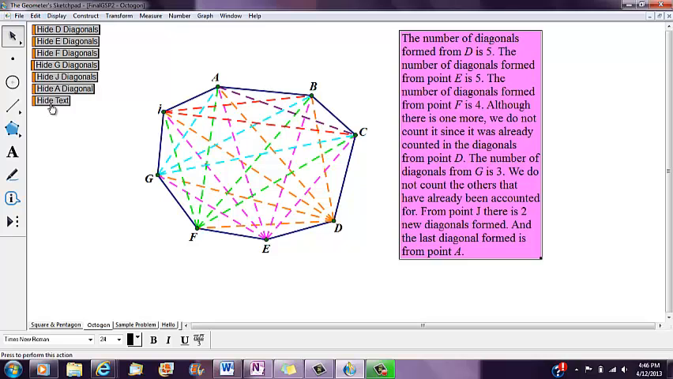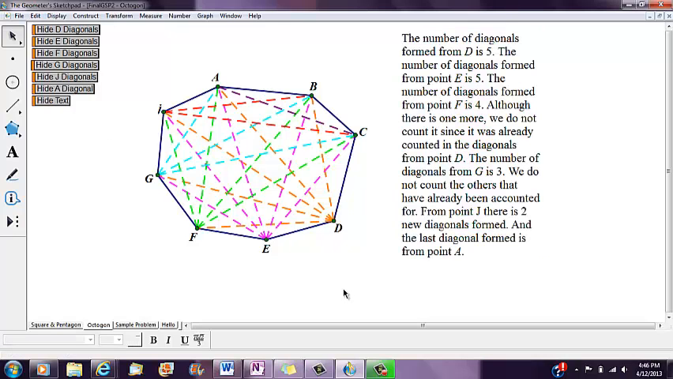The number of diagonals formed from D is 5. The number of diagonals formed from point E is also 5. The number of diagonals formed from point F is 4. Although there is one more, we don't have to count it since it was already counted in the diagonals formed by point D. The number of diagonals from G is 3. Same thing, we don't count the other ones since they've already been accounted for. From point J, there's 2 new ones formed, and the last diagonal formed is from point A.